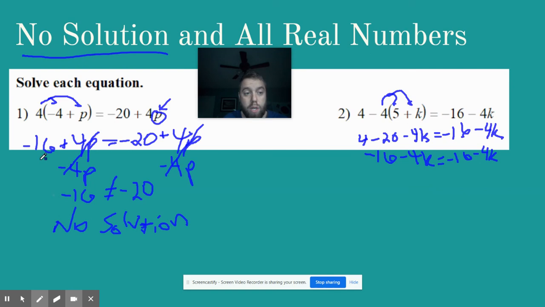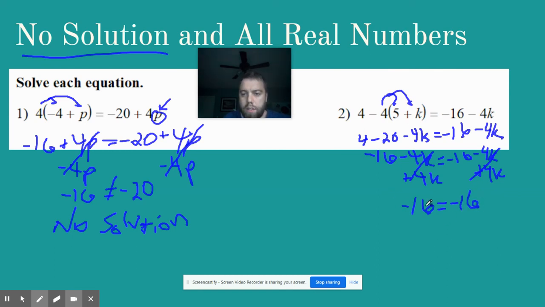Now, very similar situation, eh? We had the 4p, the 4p. So we're going to add 4k and add 4k. And we notice that the k's disappear. Both of them do, leaving just negative 16 equals negative 16.